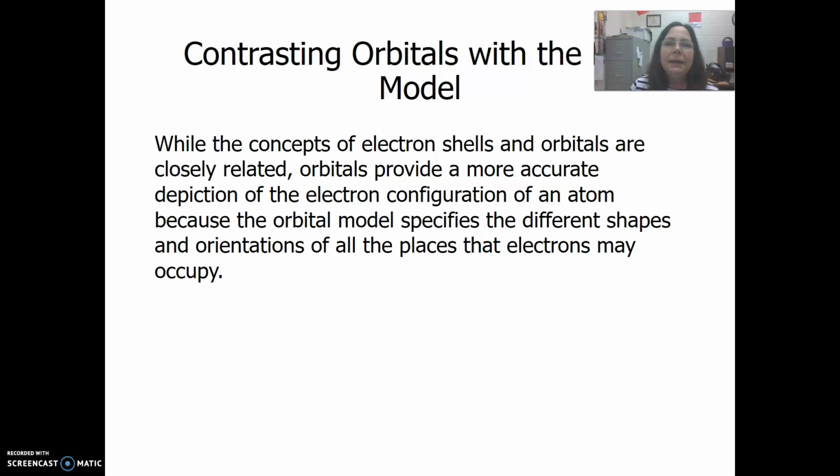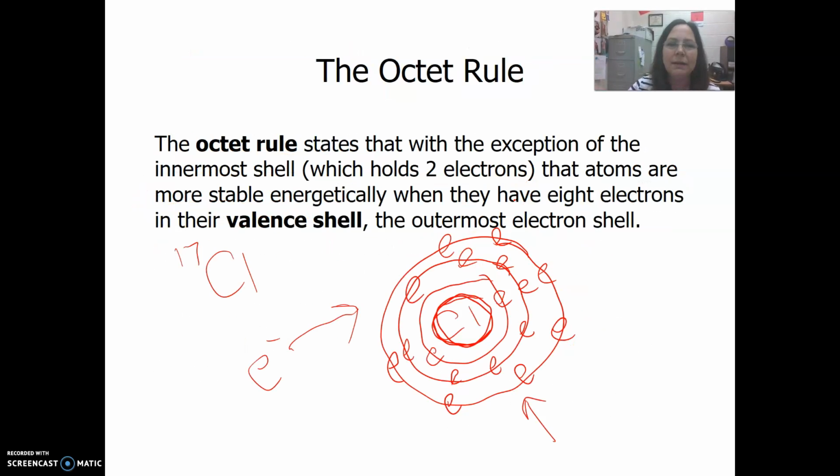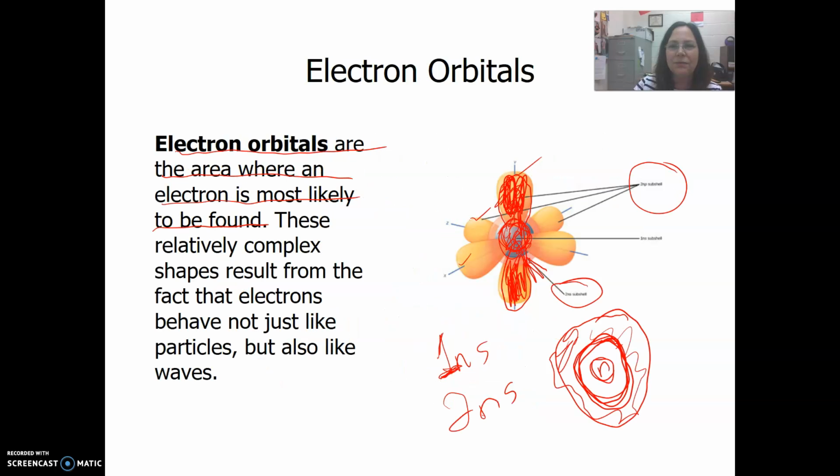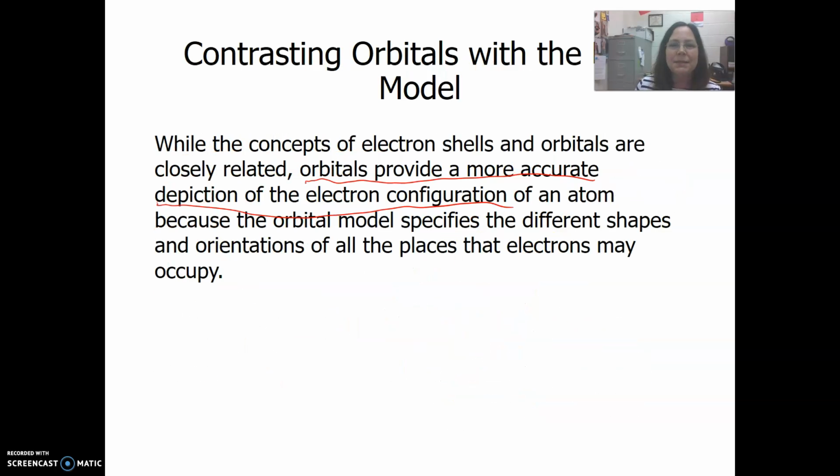All right, contrasting orbitals with the Bohr model. While the concepts of electron shells and orbitals are closely related, orbitals provide a more accurate depiction of the electron configuration of an atom. Because when you use the Bohr model, which is what I was drawing before on this page, that's called a Bohr model, you just draw the energy levels as circles and you don't draw them as shapes.